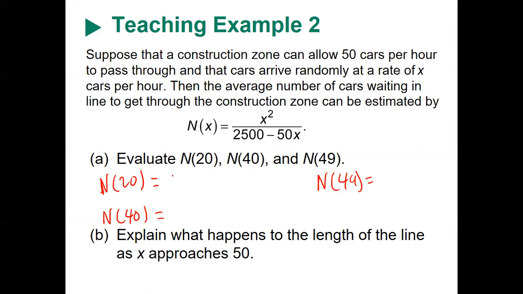So I end up with 20 squared over 2,500 minus 50 times 20. What does that give me? And you can leave it as a simplified fraction. Then the other one, again, you're just evaluating, just means to plug in, right? It's the easiest part of it all.